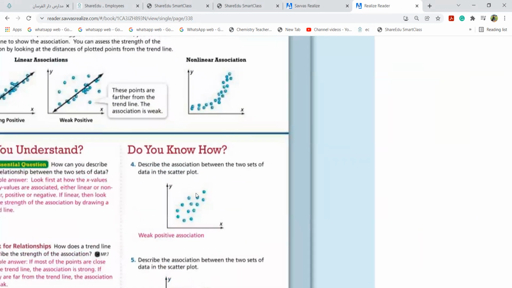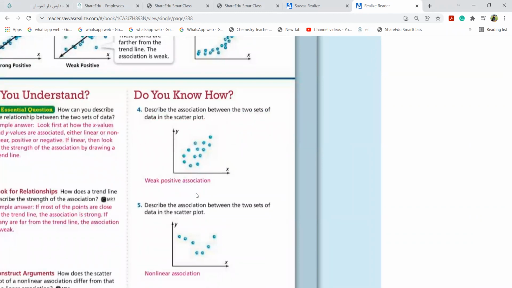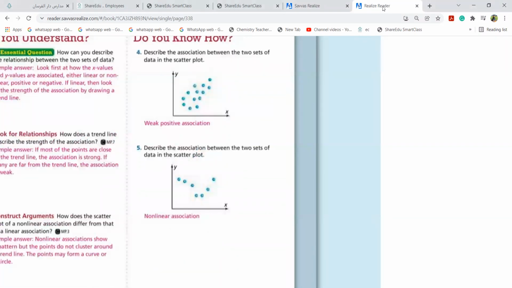Girls, looking at this, is it a strong or weak positive association? How will I know that? I will try to make a line. Look at these, girls. Just write weak positive. Yes, it is a positive association. You can see that they're not very near to the trend line, so it is a weak positive association. Looking at it, it's weak positive.